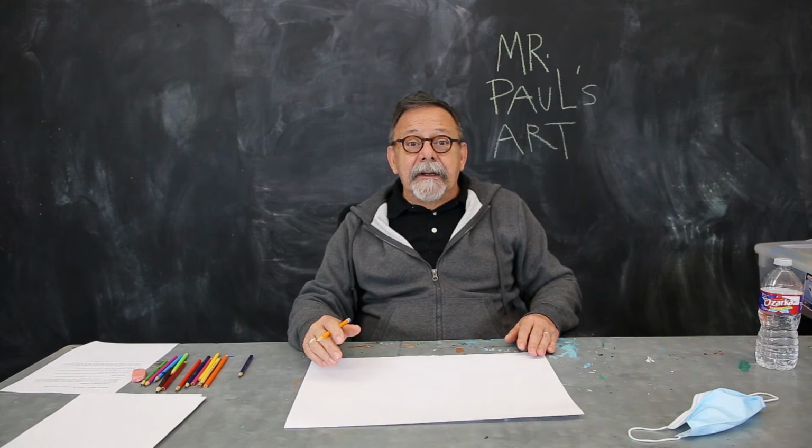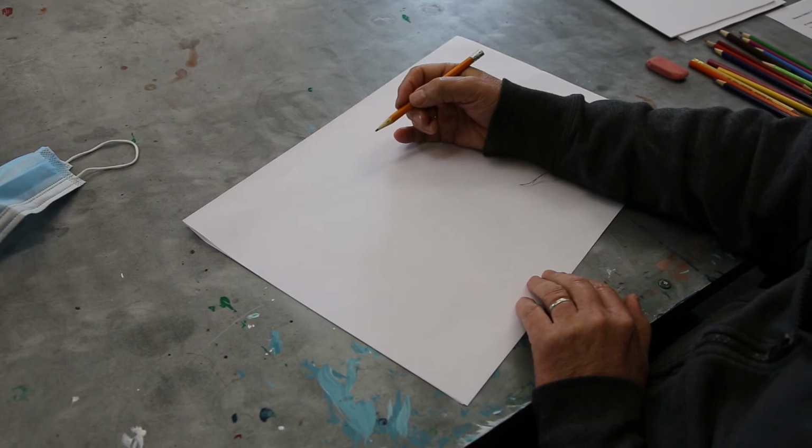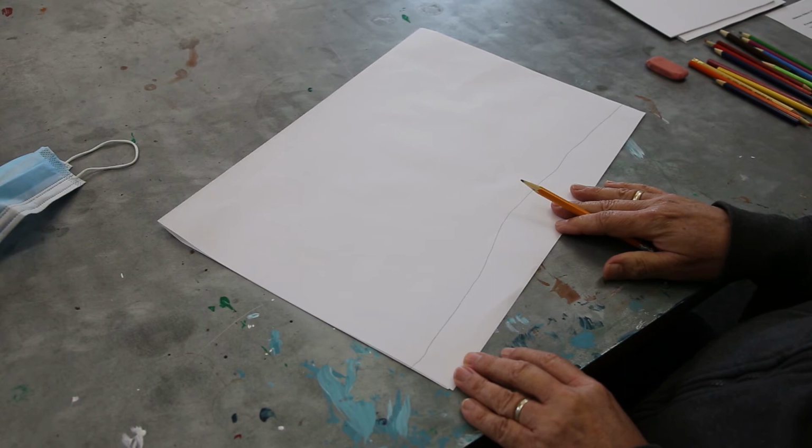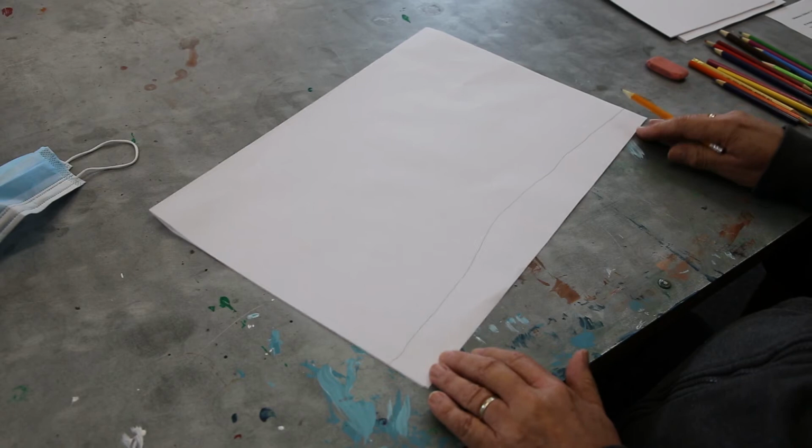This is what I'm going to do. I'm going to start out with some ground down below. If you're going to do an outside scene or an indoor scene, it doesn't really make a difference. Always start out with a ground or a floor or something like that, unless you're up in the air, right?